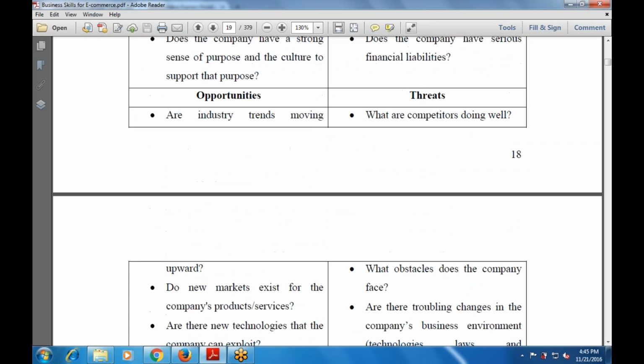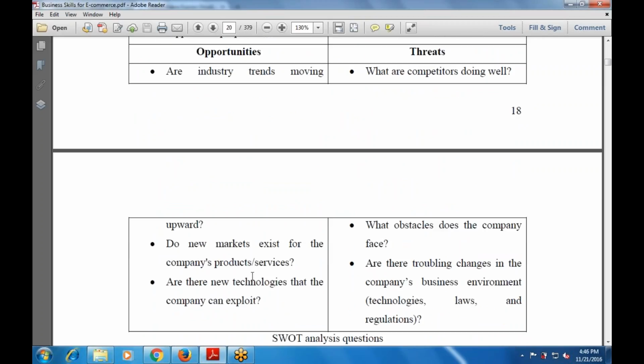Then opportunity. What is the opportunity for the company? Are industry trends moving upwards? That means what the industry trend is, a cost benefit analysis, whether it is moving upward or downward. Do new markets exist for the company's products or services? Whether a new market is available for the new product, or whether a new market can be used for the company's products or services. Then, is there new technology that the company can exploit?